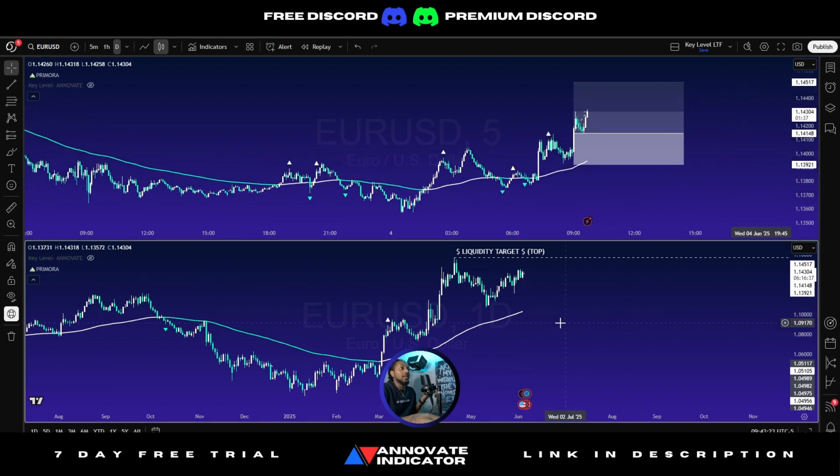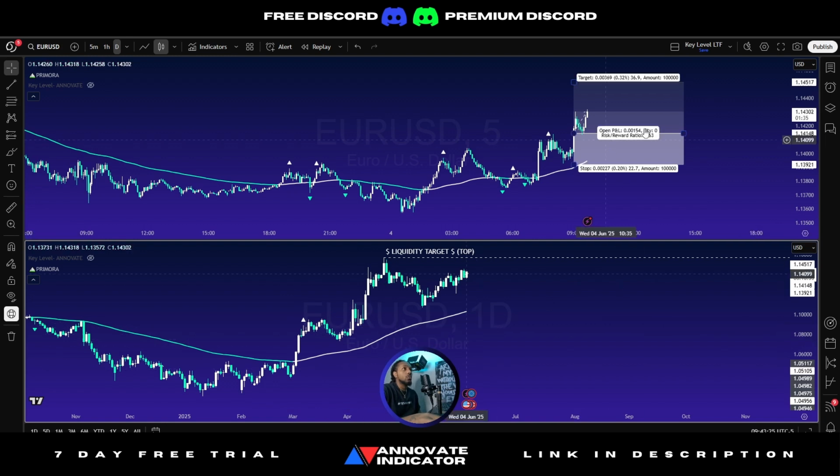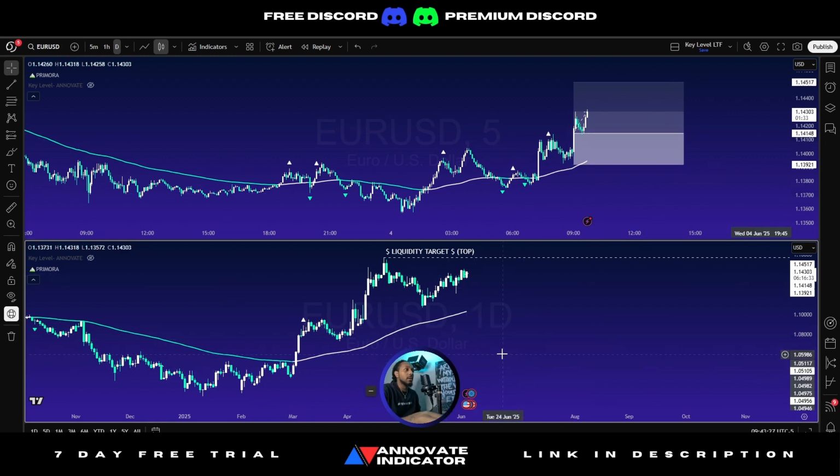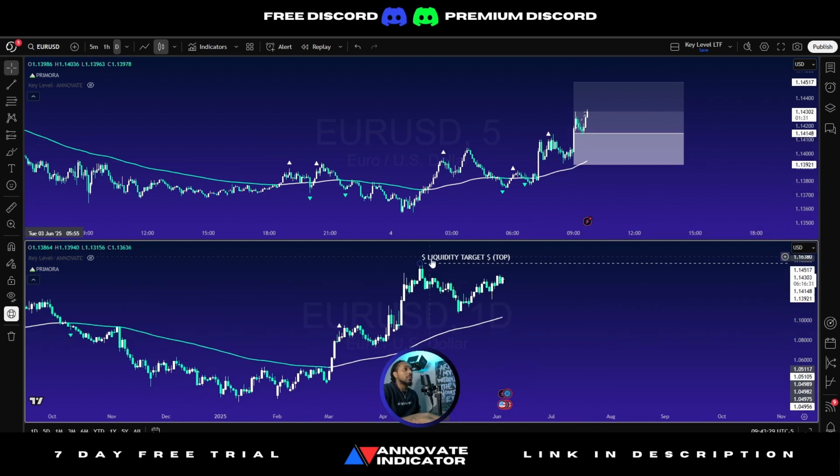I'm doing the exact same thing I'm telling you right now. So let me show you why I got into this trade and what I'm anticipating and what I'm hoping for. First of all, my liquidity target top over here on Euro USD. We are already established to be bullish. So I'm looking for bullish continuity. That's it. I'm just looking for price to continue being bullish.